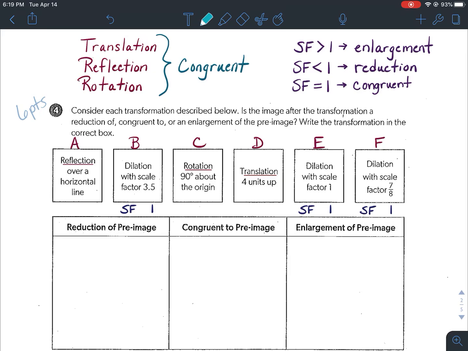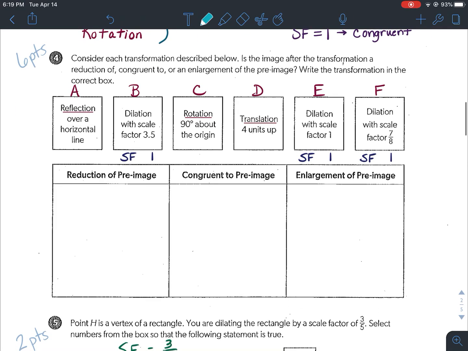So I'm going to help you. Let's start with A. A says reflection over a horizontal line. Well, the second you see the word reflection, you should know that it is congruent. A reflection is congruent. So I go down to my boxes below, and I'm going to put an A in this middle box. It's because it says congruent to pre-image.